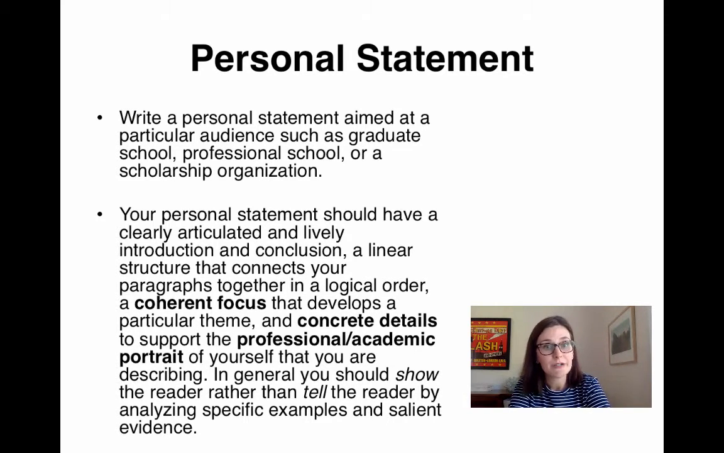So what you'll be doing here is writing a personal statement aimed at a particular audience, such as a graduate school, professional school, or a scholarship organization. The goal with this personal statement is to have a coherent focus that develops a particular theme with concrete details to support the professional or academic portrait of yourself that you are describing.